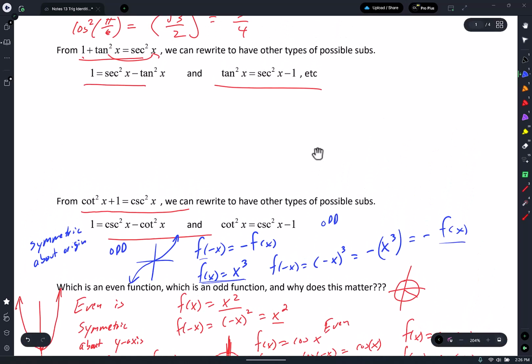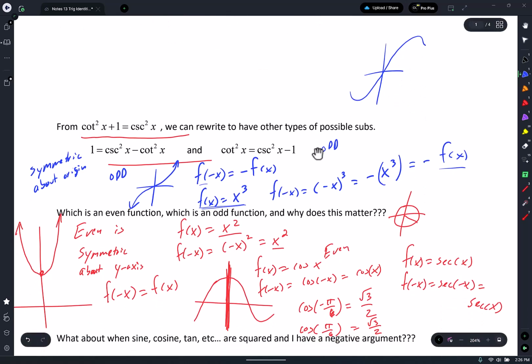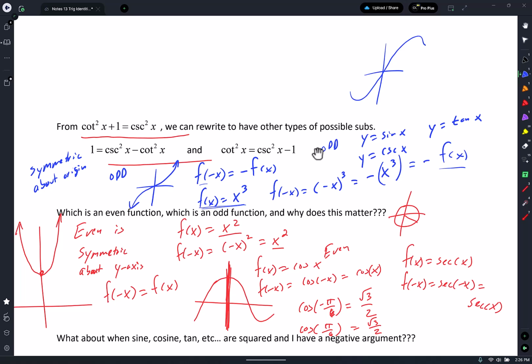So what's an odd function? Well, sine. Sine looks like this. So y equals sine x is an odd function. If sine is odd, its reciprocal, cosecant x, is odd also. Tangent is odd as well: y equals tan x. And if tangent is odd, then its reciprocal is odd as well: y equals cotangent x. All those are odd.